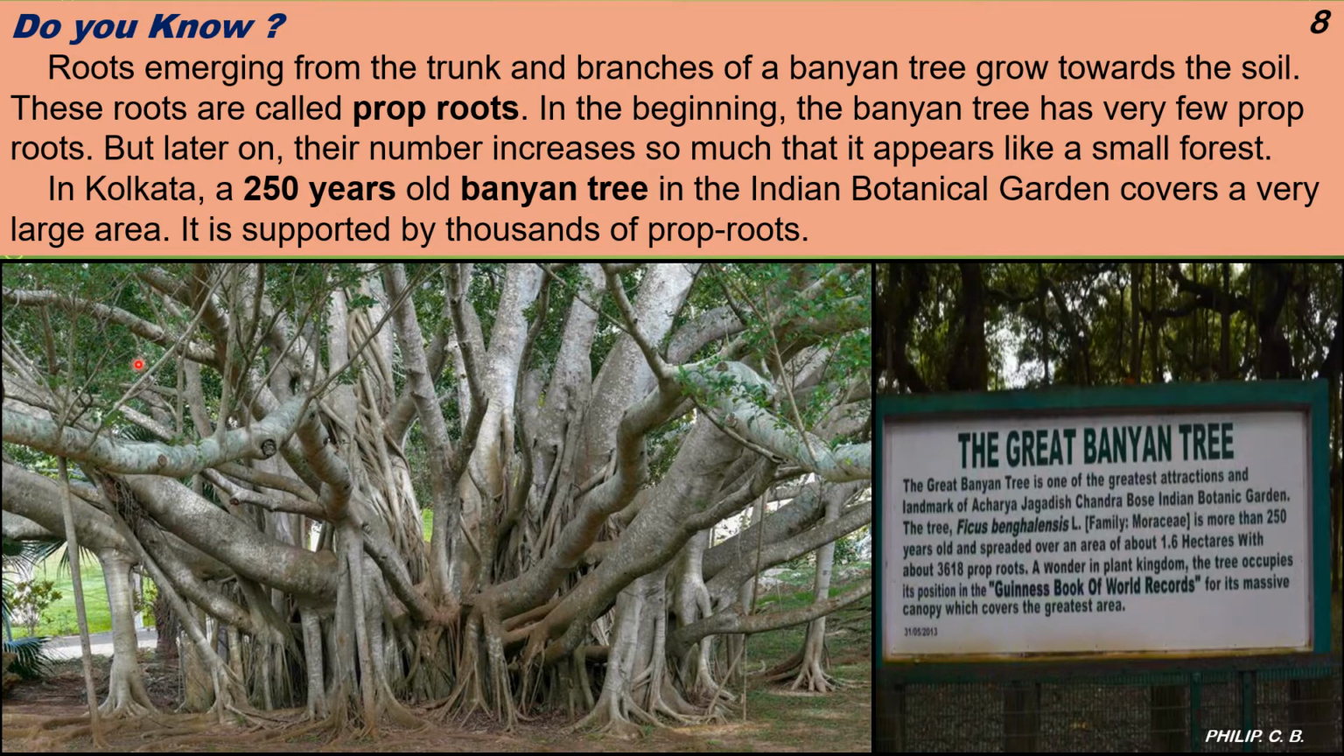Okay, then this particular tree: there is one species in Kolkata, a 250-year-old banyan tree, which is present in the Indian Botanical Garden and covers a very large area. It is supported by thousands of prop roots which you can see in the surrounding. This one single tree, you can see the branches spread out, roots which are present, and as mentioned, thousands of prop roots are present. Okay, one more thing to add over here.